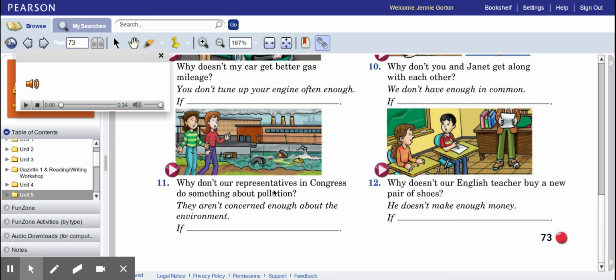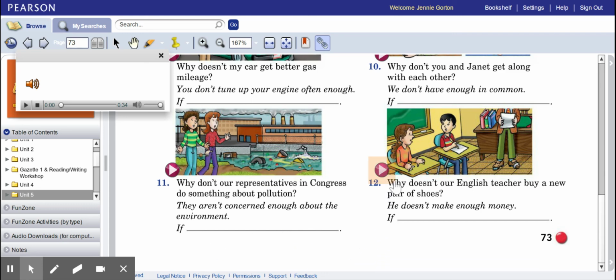Representatives. And those are our elected officials, our congressmen, our representatives. On the state level or the national level, we have representatives. That's part of American government, is that we vote for, we elect our representatives. So our representatives in Congress, why don't they do something about pollution? They aren't concerned enough about the environment. If they were more concerned about the environment, they'd do something. They would do something about pollution.